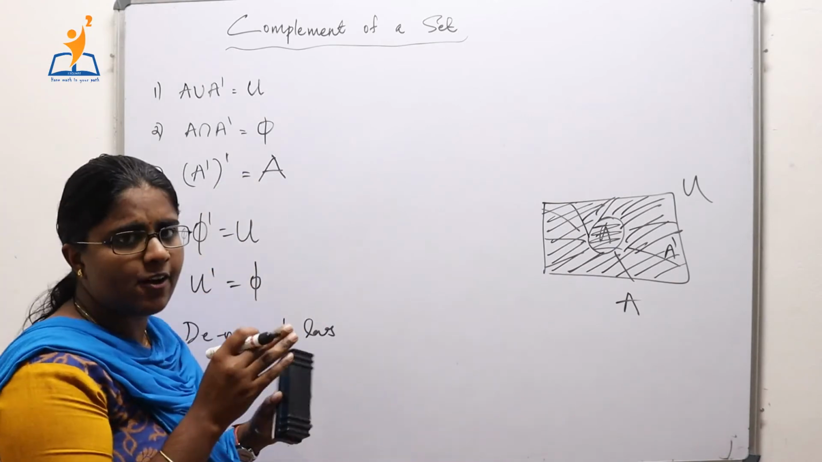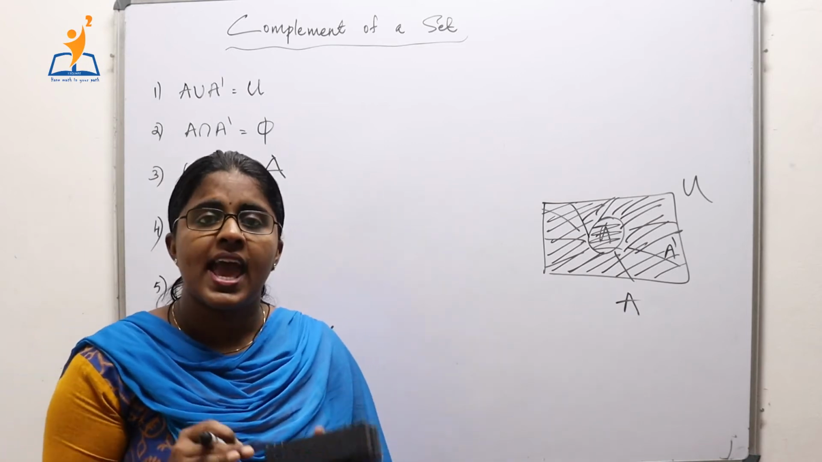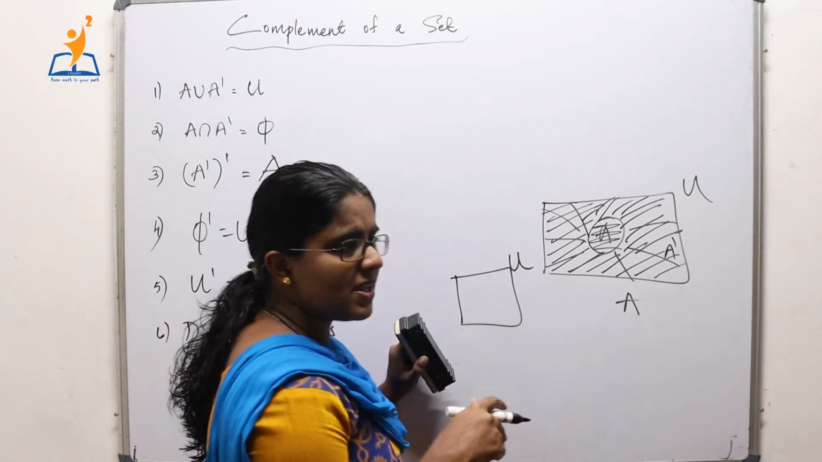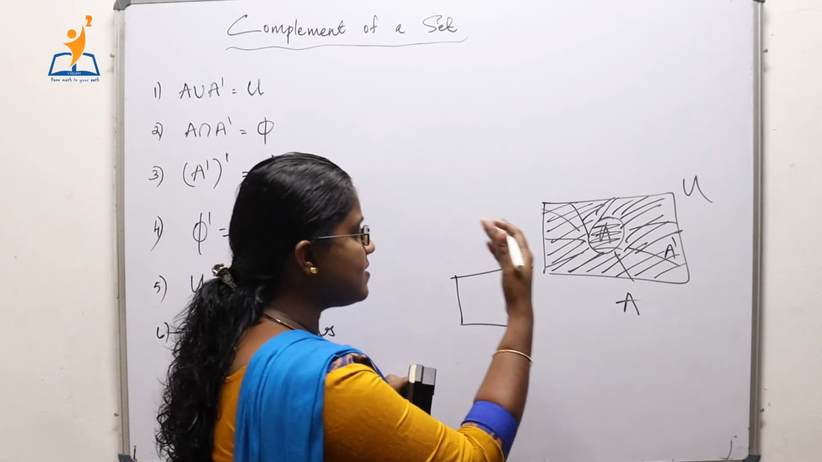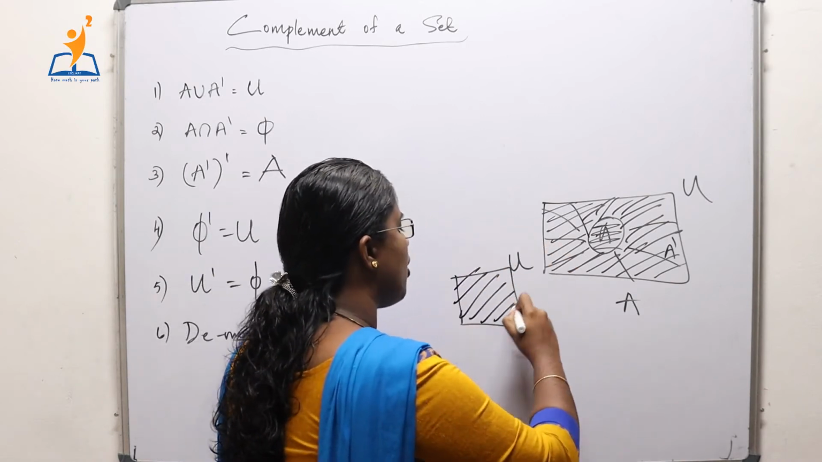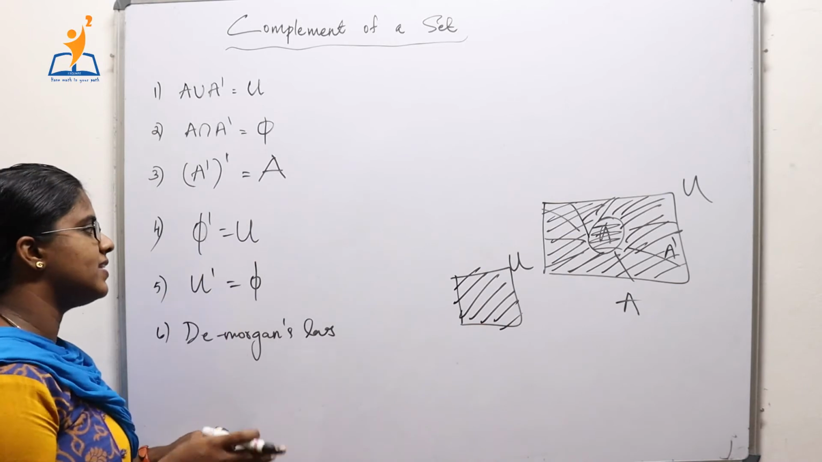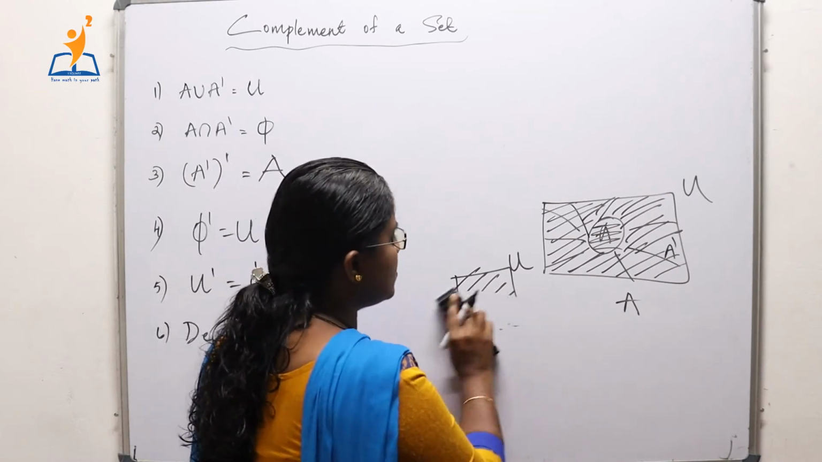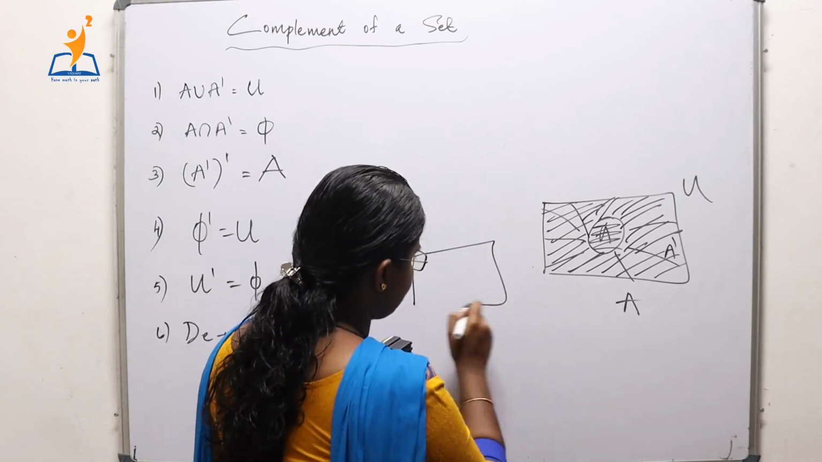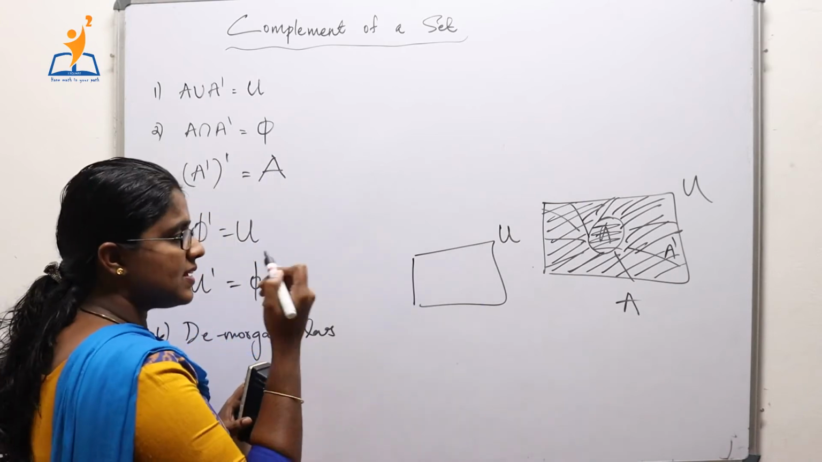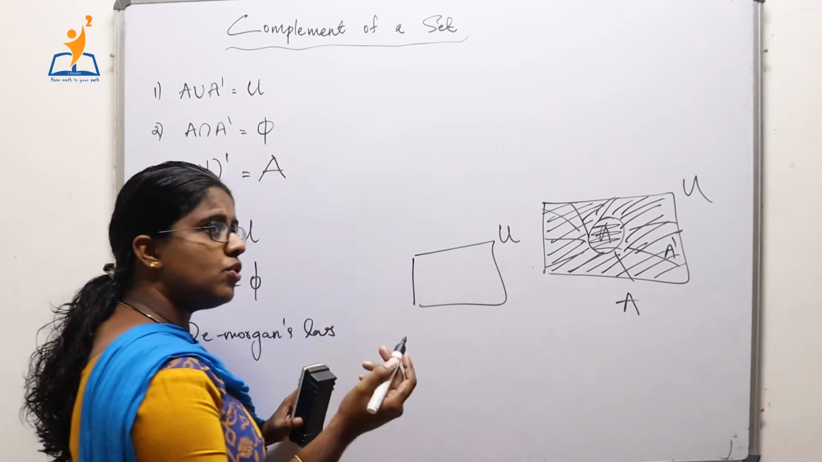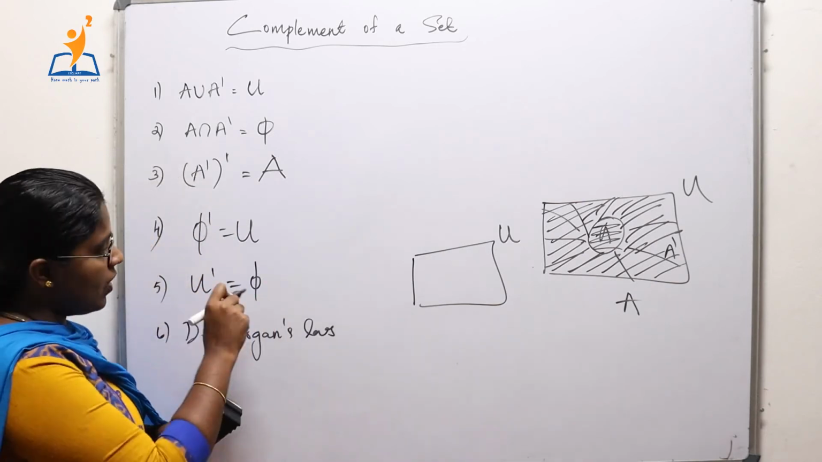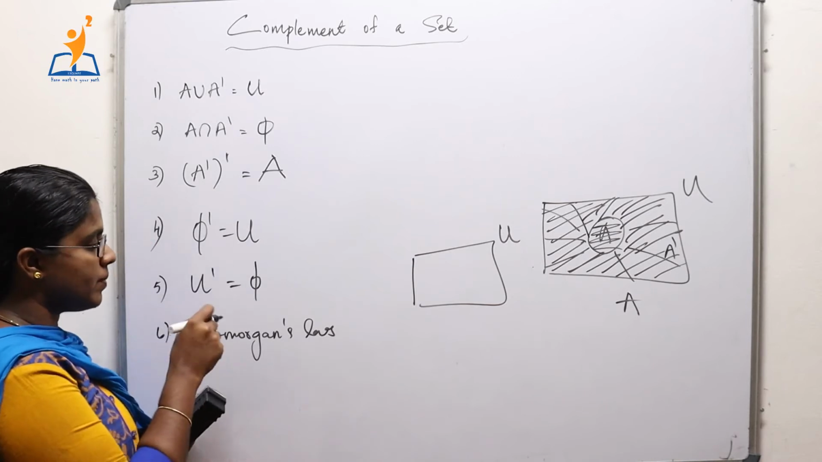So what is phi complement? That is the complement of an empty set. So we know that this is the universal set. An empty set means it contains nothing. So its complement will be the total of universal set. So phi complement is universal set. Also, what is universal set complement? This is universal set. What is its complement? That is the set of elements of U which are not present in U. There is no such element. So it will also be an empty set. So U complement is empty.